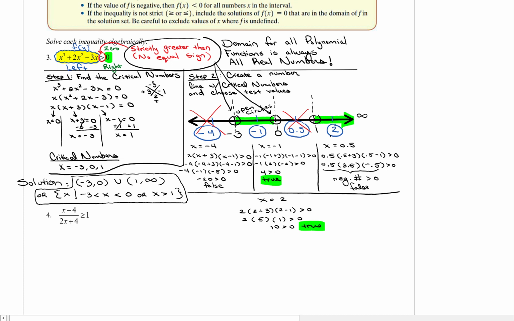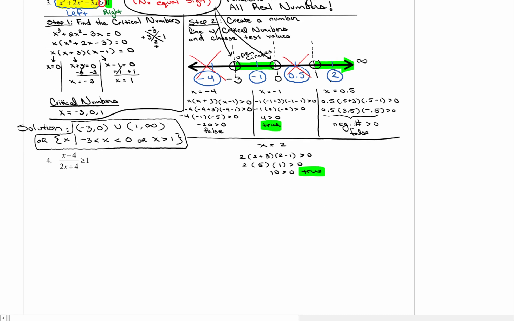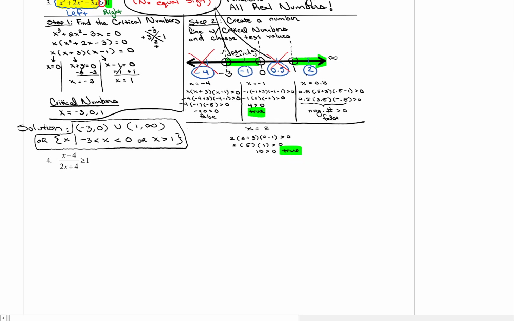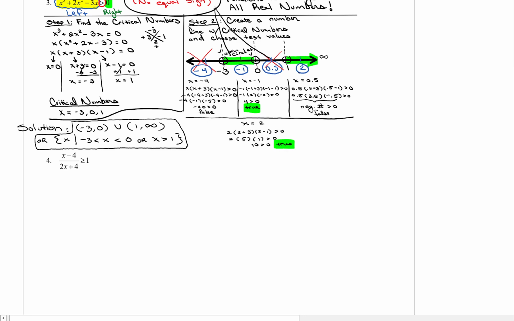All right, let's go on to number 4. Actually, before I go into number 4, once again, let me just see if I can make this a little bit smaller so I've got a little bit more space to do number 4 here. It's just a little bit. I think that looks a little bit better.